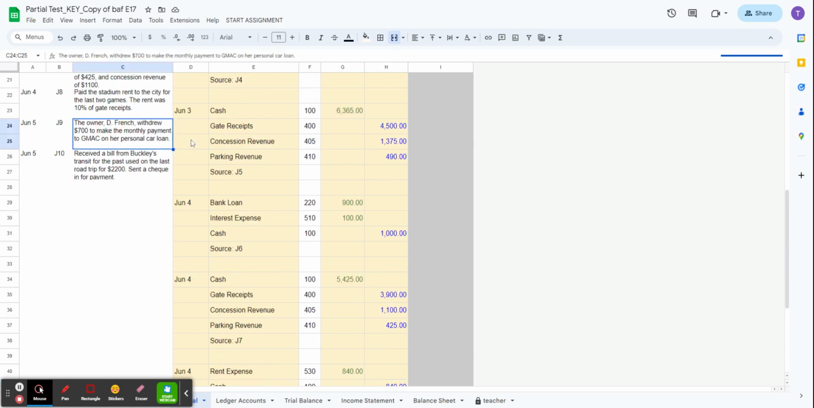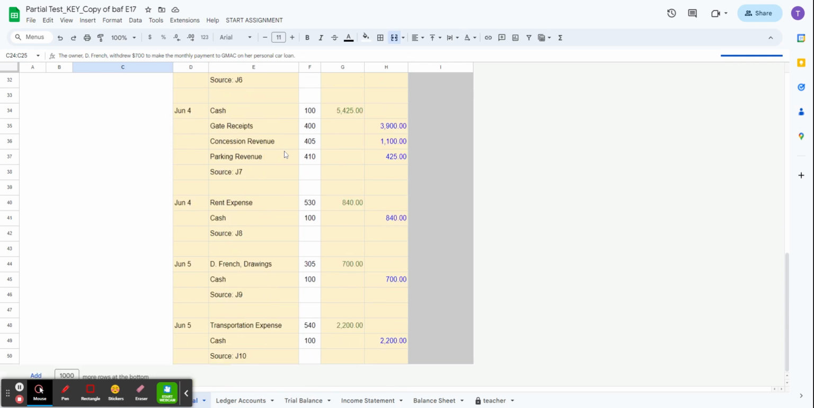Next up, we have that the owner withdrew $700 to make a monthly payment on their car loan. This one was also a little bit tricky because when the owner withdraws money, we have a specific account for it called drawings. You can't just debit the capital account. You have to debit the drawings, which is what's called a contra account to capital, meaning it's pretty much the opposite. So we would debit the drawings, we wouldn't debit capital directly, and we would credit cash because we lost that much cash. The owner took it out.